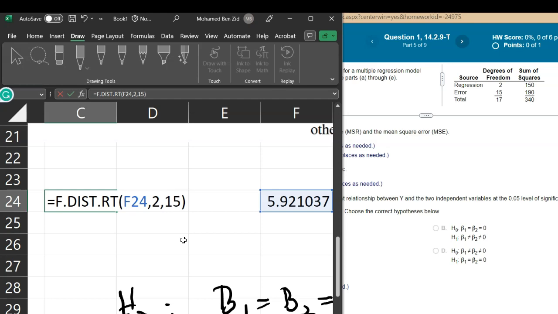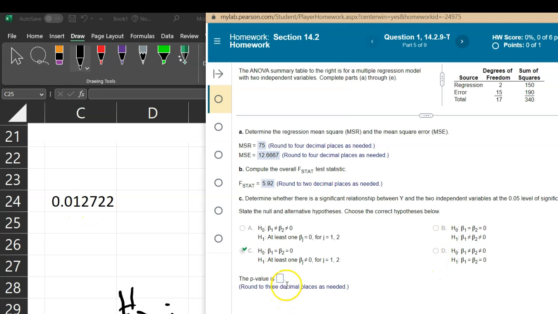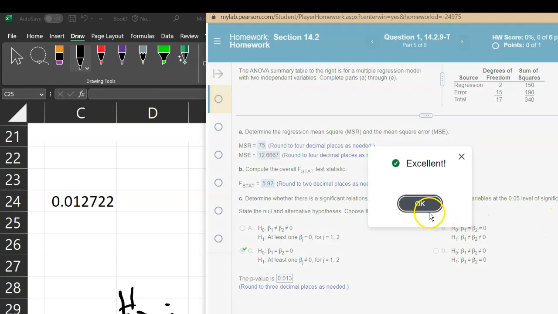And close the parentheses. That's going to be 0.0127. They want 3 decimal places, so it's going to be 0.013. Check it. We're good.